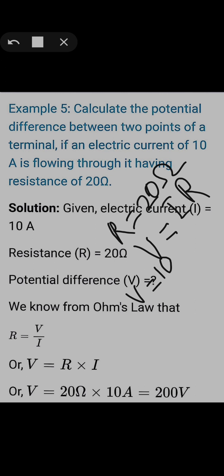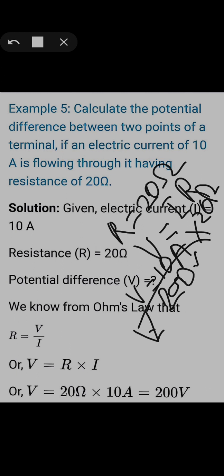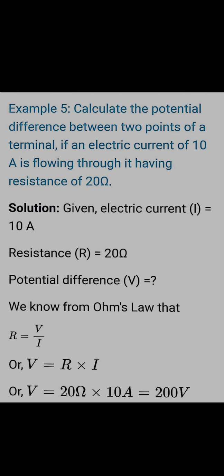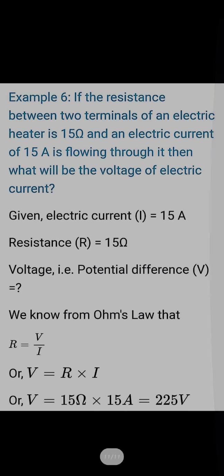So V will be the same. I was given as 10 ampere. If we talk about R, that is 20 ohm. Together if we multiply, we get 200 volt. It will change into volt. This is the format of the Ohm's law.